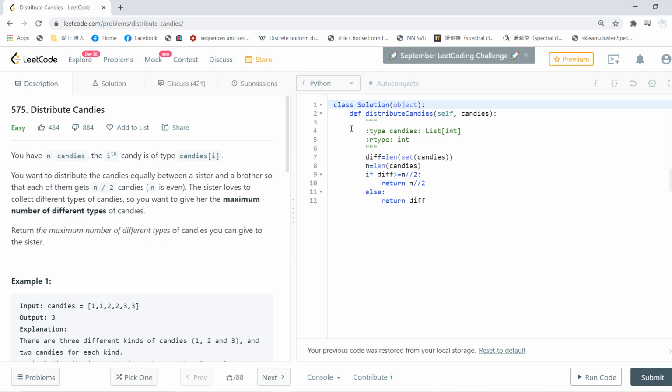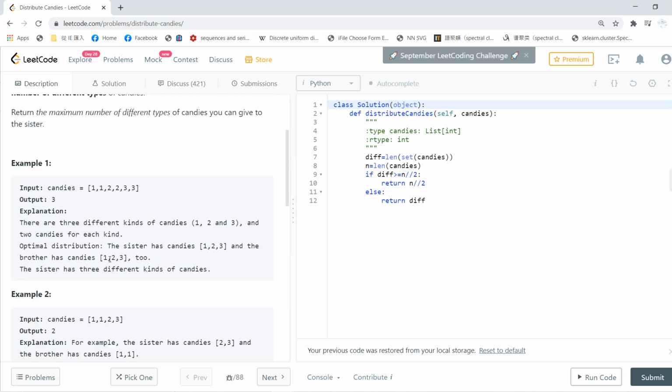Okay, so you have n candies, and the numbers represent the candy types, and you need to separate them into two parts. One is for the brother, one is for the sister, and the sister likes to have different kinds of candies. So the key point is that you need to give her the maximum number of different types of candies. Okay, so you can see three examples.